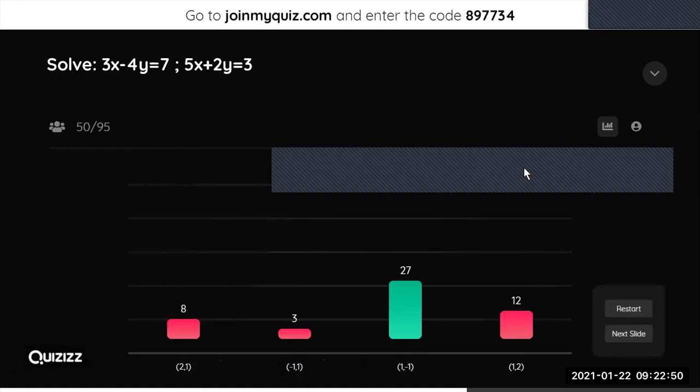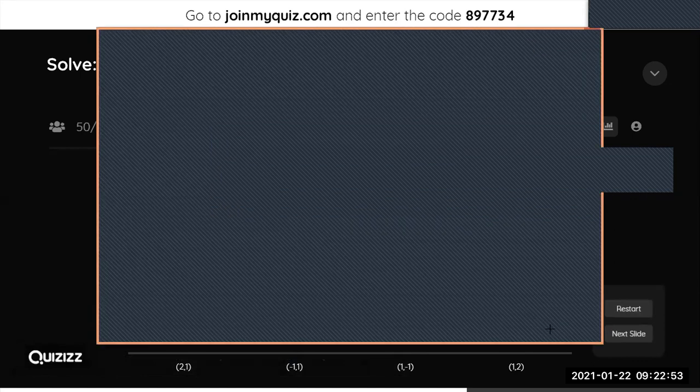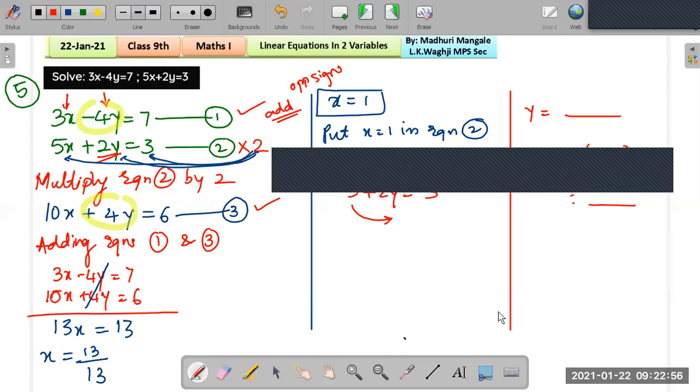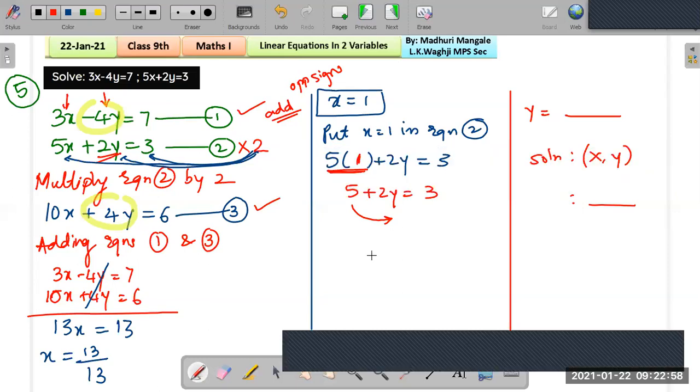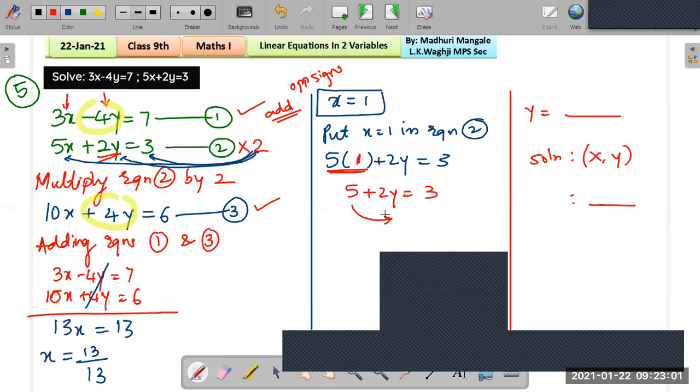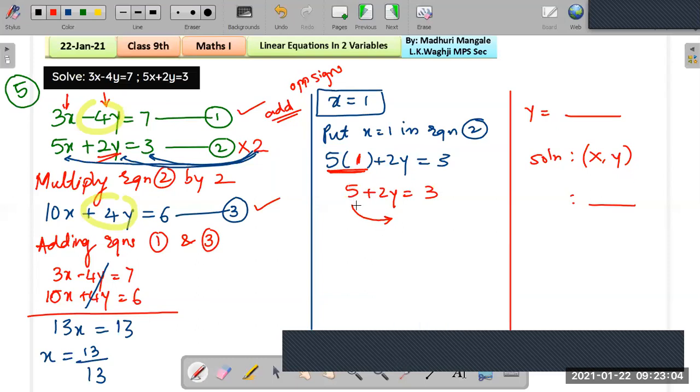So let us go back to the Zoom class, the Zoom link. Here, let me show the working for those who have got it wrong or maybe those who have not tried it yet. We shift this 5 to the other side, it will become 2y equals 3 minus 5. That will be 2y equals minus 2. 3 minus 5 is minus 2, sign of the bigger number. And that will give you y equals minus 1. So the solution was 1 comma minus 1.